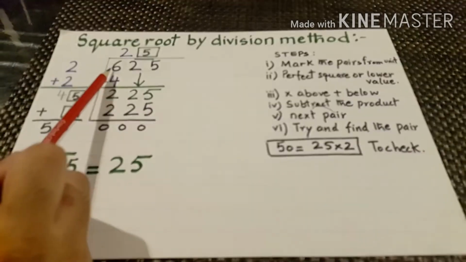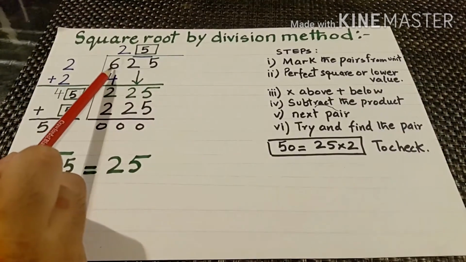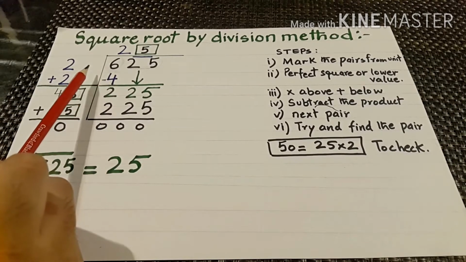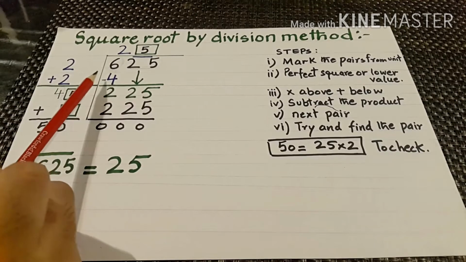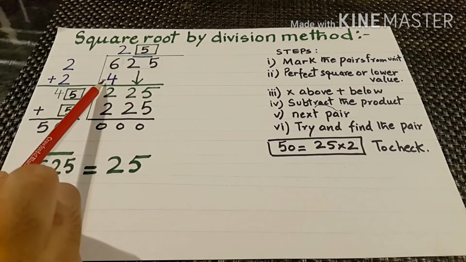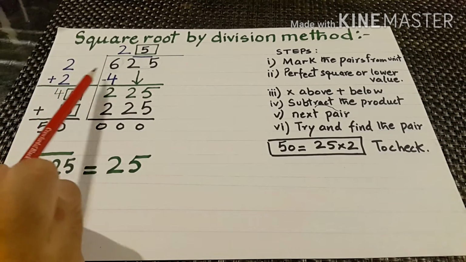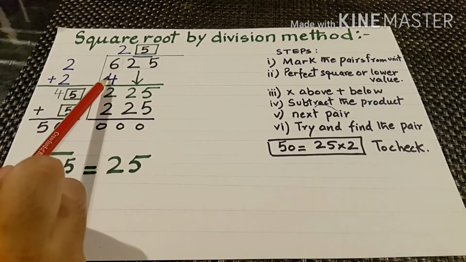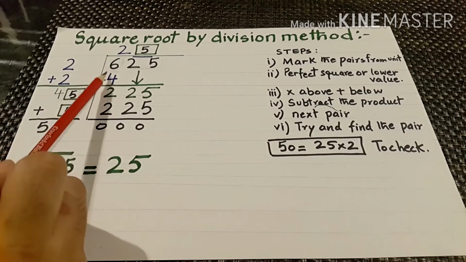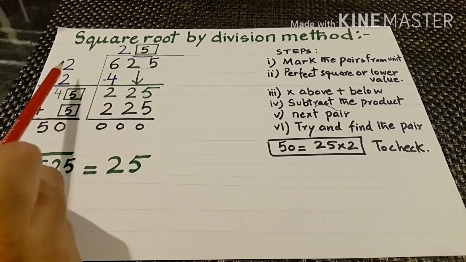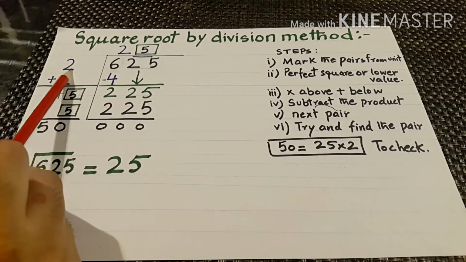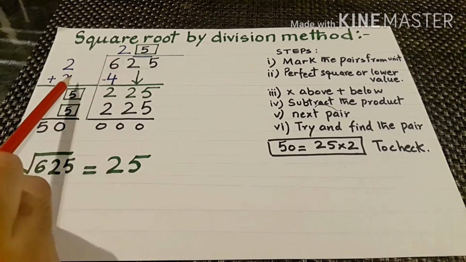alone. Now we have to find a number that is perfectly divisible by 6. Now you can see that 3 times 3 is 9 and 2 times 2 is 4. So the closest number is 4, because if we write 9 here, this operation won't be possible. So what we will do is we will write 2 here and 2 here.